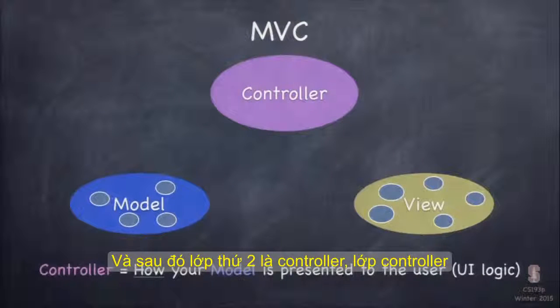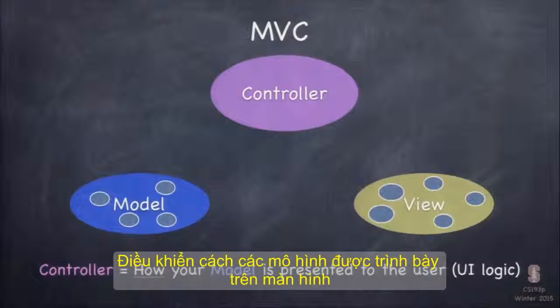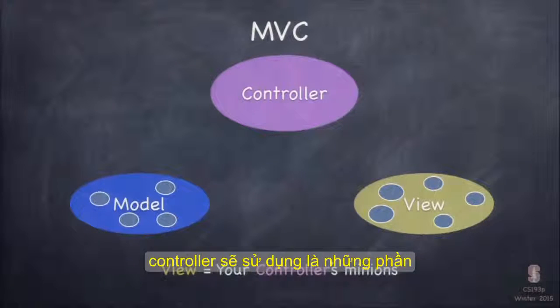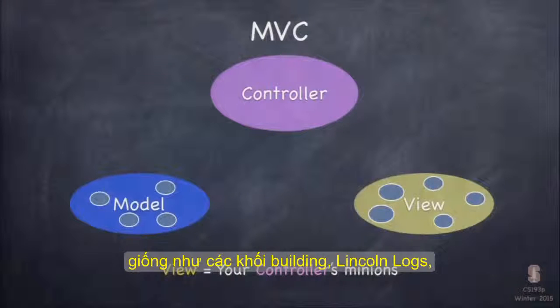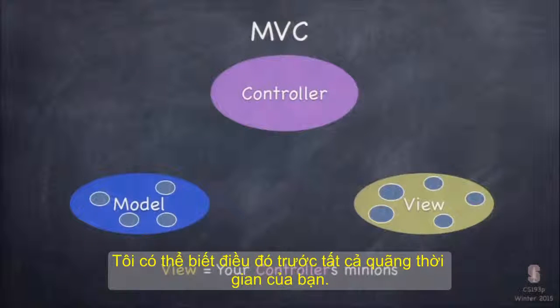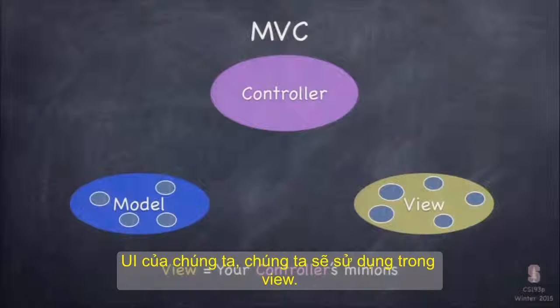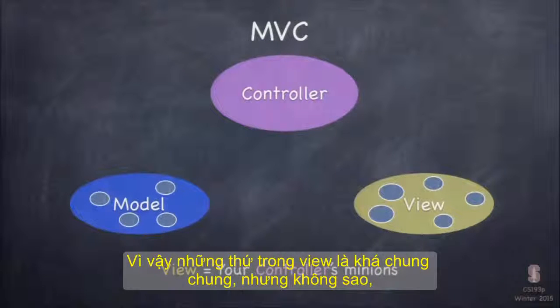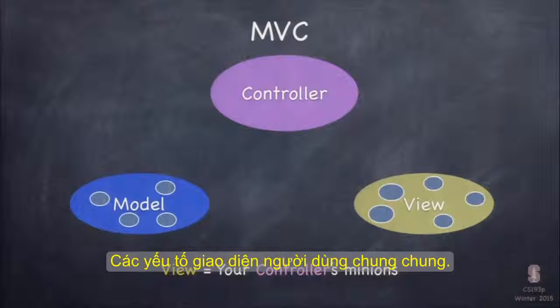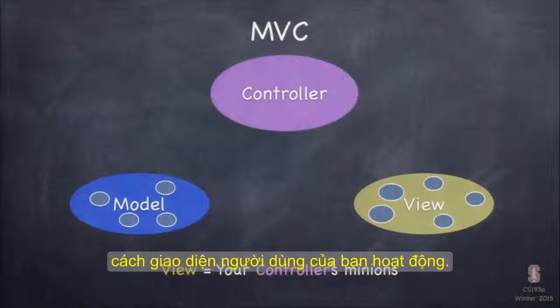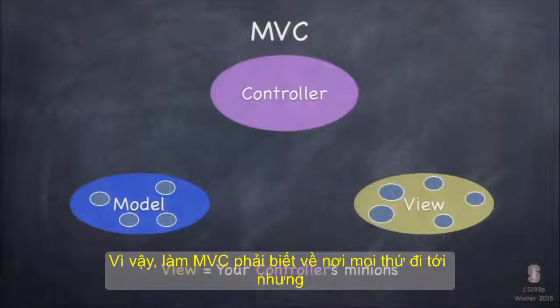The second camp is the controller. The controller controls how the model is presented on screen. And the view is the minions, the classes that the controller is going to use, kind of like the building blocks, the Lincoln Logs. I don't know, maybe that's before all of your time. The things we're going to use to build our UI, we're going to use in the view. The stuff in the view is pretty generic, generic UI elements. The stuff in the controller is very specific to how your UI works, and the stuff in the model is completely independent of how your UI works.